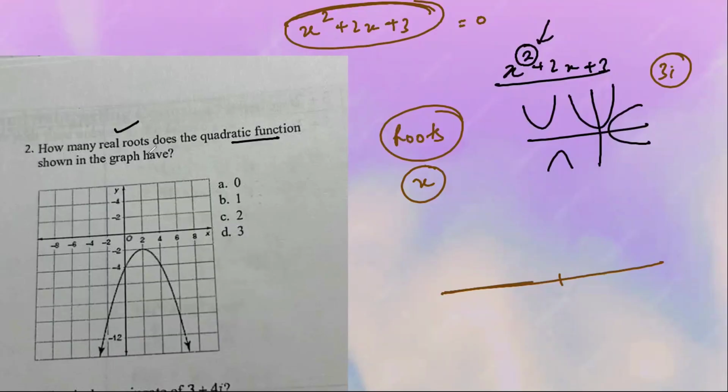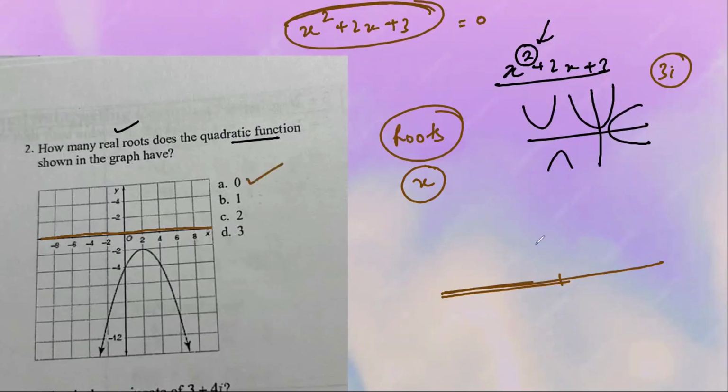So real roots they are asking. Real roots mean points that lie on the horizontal line. The graph is not touching the x-axis anyway. So there is no real root here. That's why this quadratic function has 0 real roots.